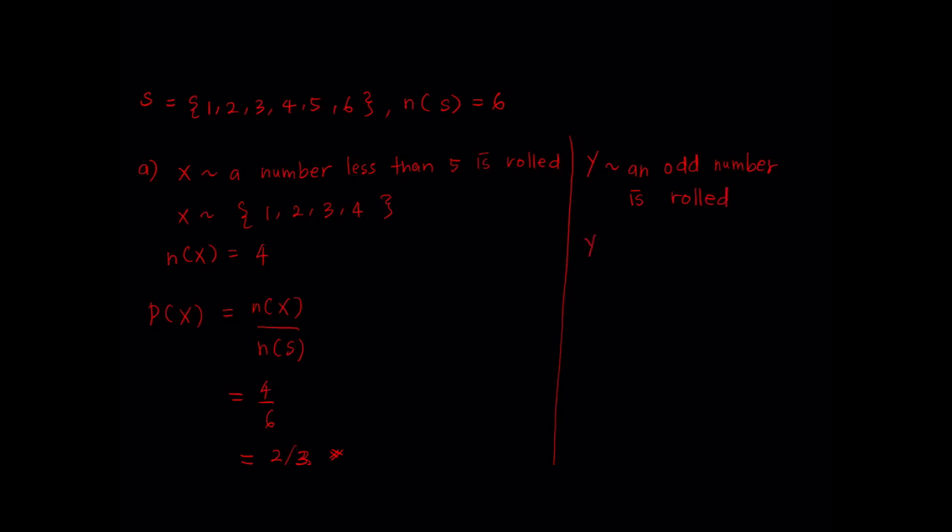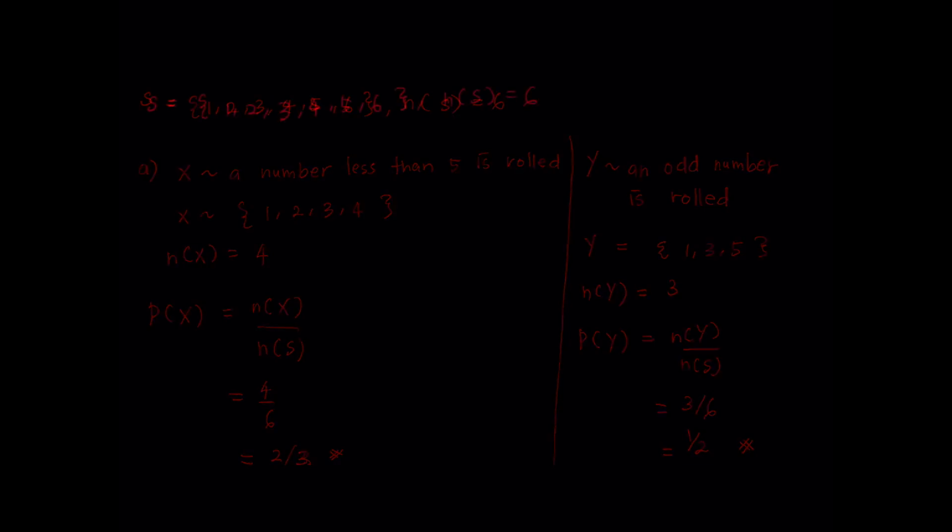So any odd number for a die is 1, 3, and 5. And we know that the number of outcomes here is 3. Hence, the probability of getting an odd number is n(Y) over n(S), which is 3 over 6. And if we simplify this, we will get 1 over 2. So this is the answer for question B.